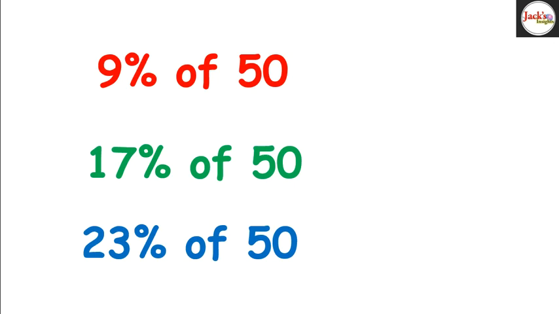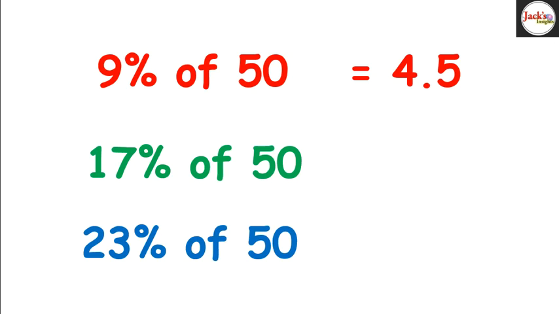of 9. Okay, we know that 50 is half. What is half of 9? So that is 4.5. So if we're going to compute any percentages of 50, it is the same as computing half of the rate. Half of the rate. So just like half of 9, that is 4.5. Okay, so the 9% of 50 is 4.5.